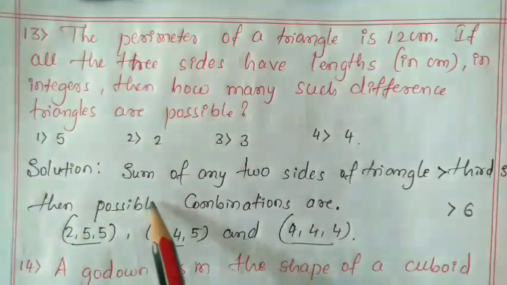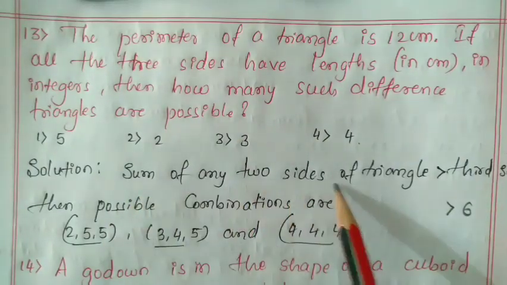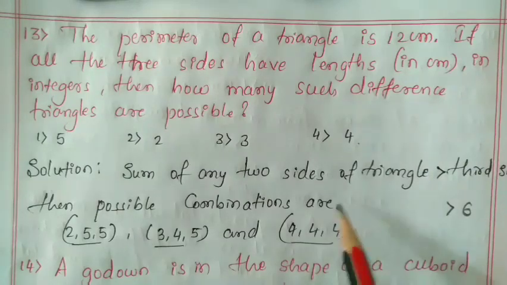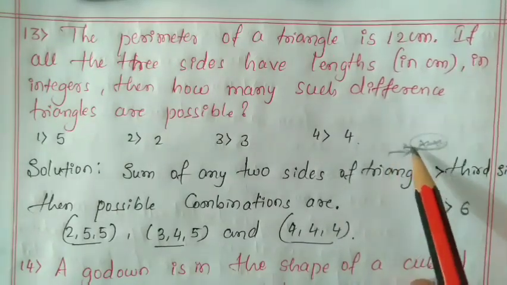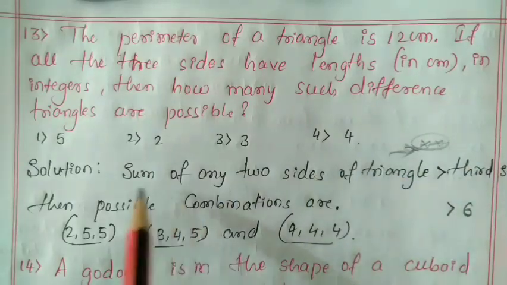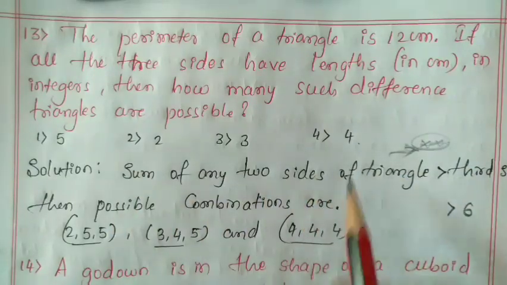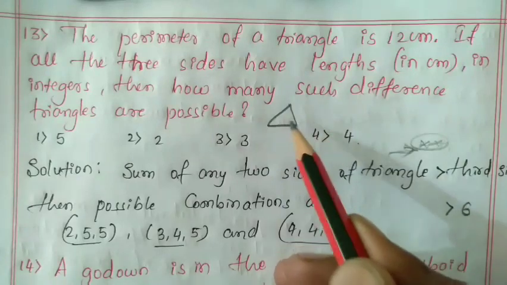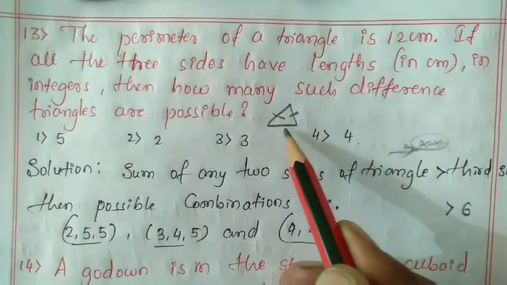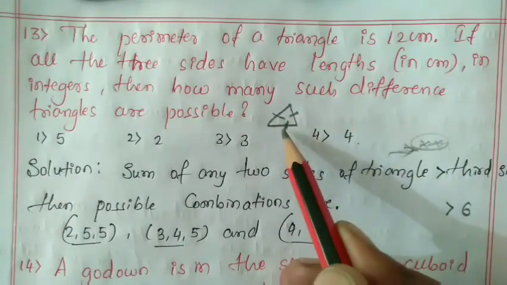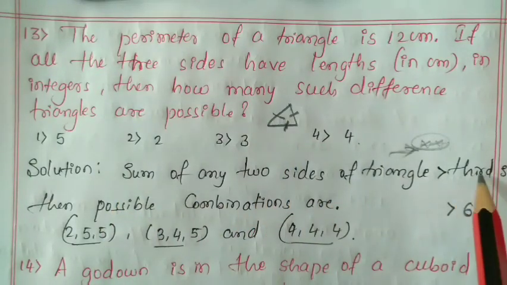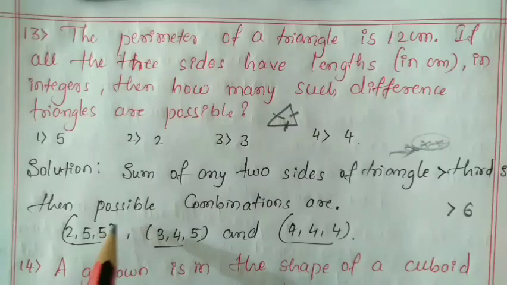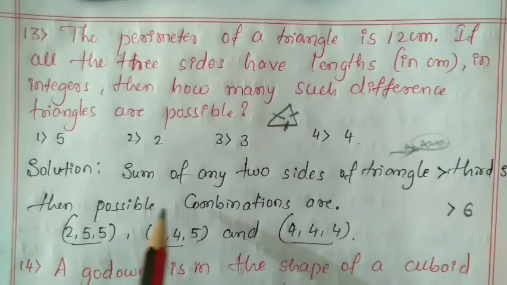You know one rule, that the sum of any two sides of a triangle is greater than the third side. This is very important. If you don't know this, then you can remember it. For example, this is the triangle: the sum of these two sides is always greater than this side's length. So the sum of any two sides of a triangle is greater than the third side, and only then is it possible to make a triangle.